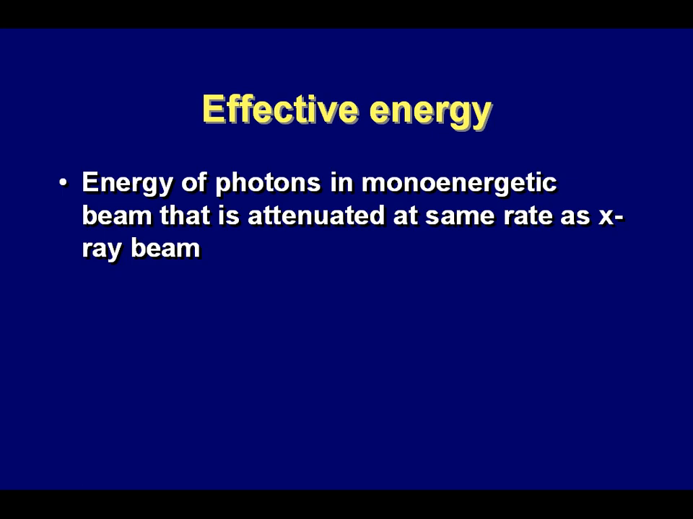So once we have the half value layer, we can determine an effective energy of the beam. The definition of an effective energy is the energy of the photons in a monoenergetic beam that will be attenuated at the same rate as the actual X-ray beam. And typically, the effective energy of an X-ray beam is approximately 1/3 the maximum energy.